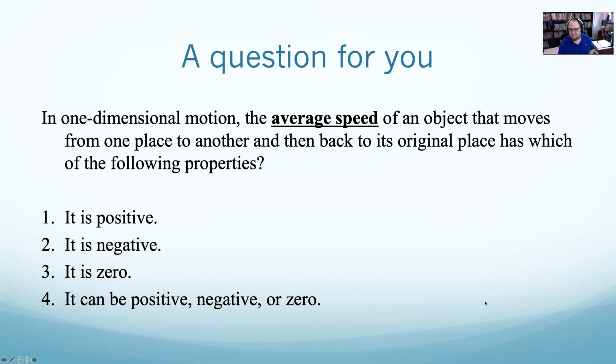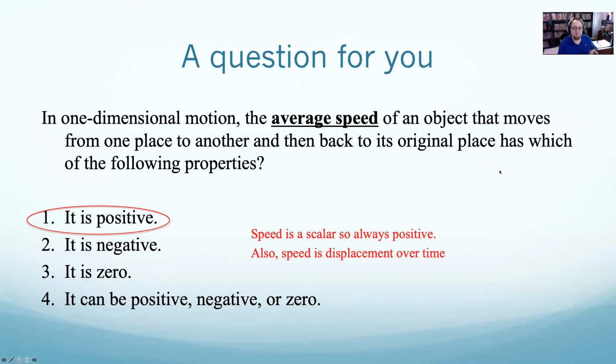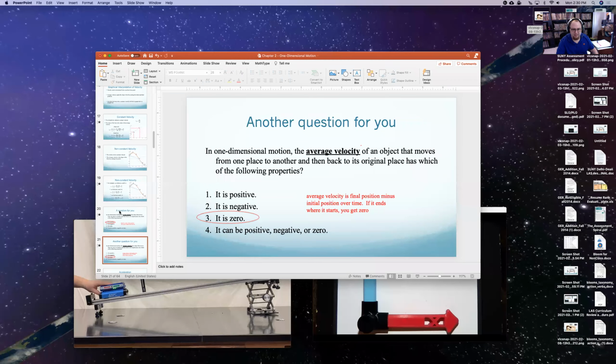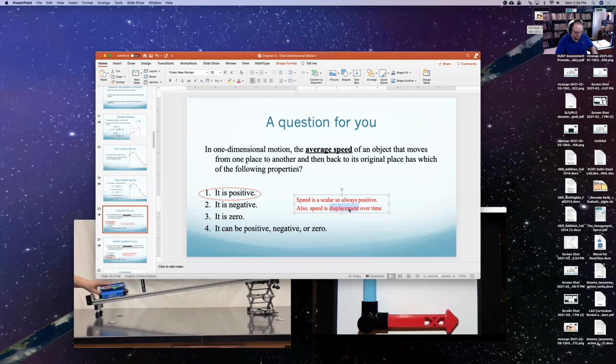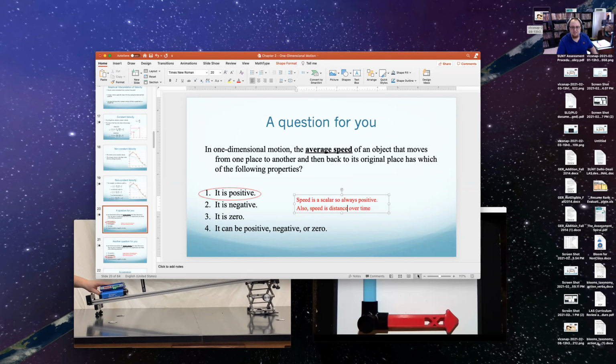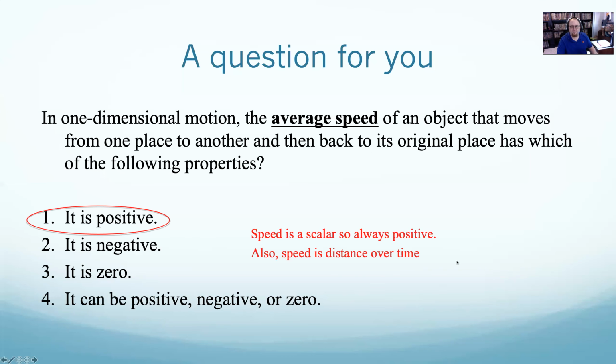Okay, pretty split. 40% said 1, 40% said 3, and 20% said 4. The answer is 1. Speed is a scalar. It is always positive. And speed is distance over time. Speed doesn't care how you get from point A to point B. Well, speed cares how you get from point A to B.